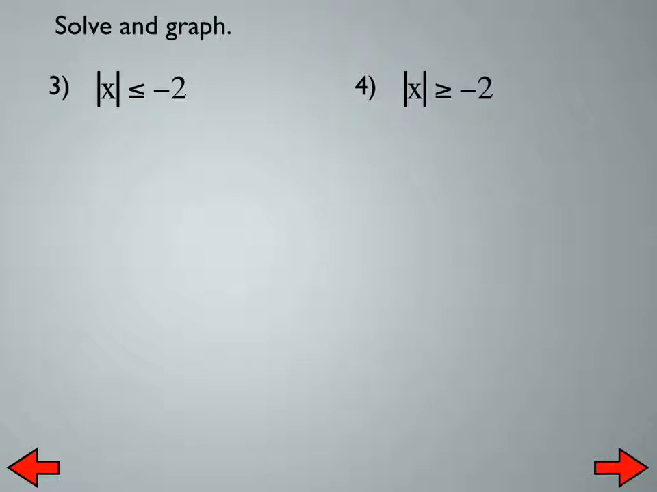It's no solution because since the x is in the absolute value bars, it has to be a positive number, and no positive number is less than -2. Perfect. You said it perfectly. It doesn't matter what you put in for x. When you take the absolute value of it, you're going to get something that is bigger than any negative number. So therefore, the answer is no solution.